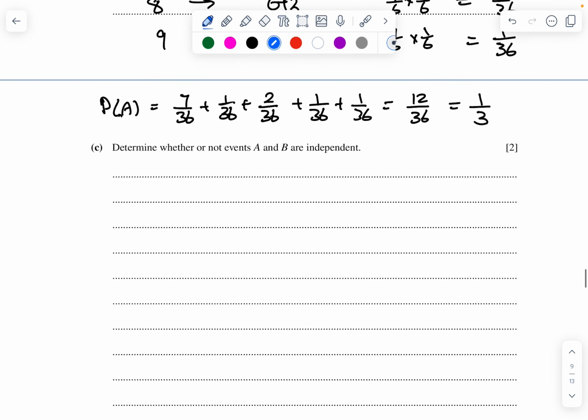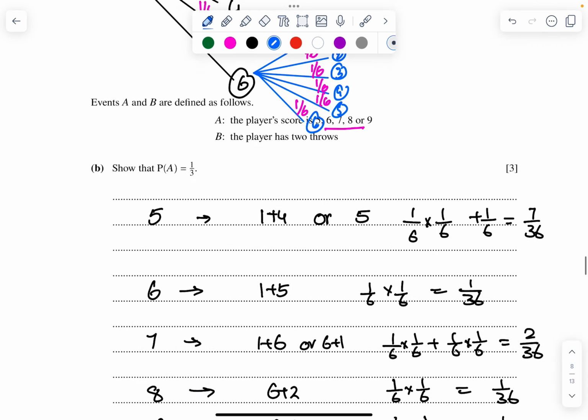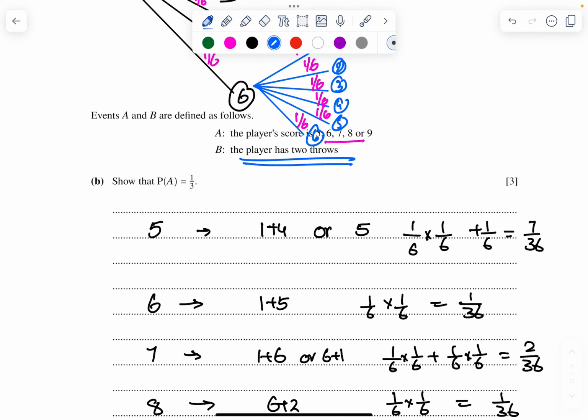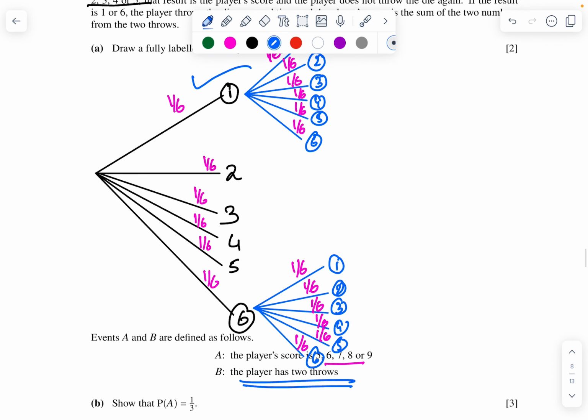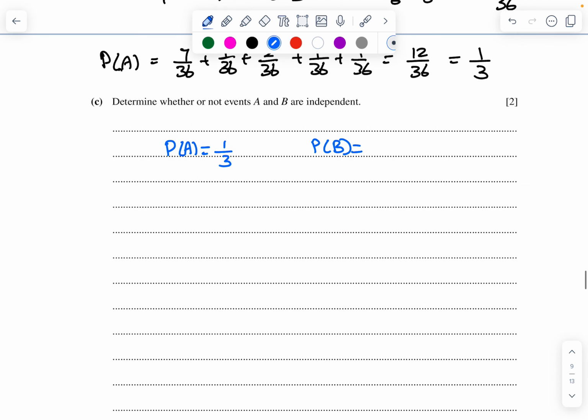Determine whether the events A and B are independent or not. Probability of A, just now we got 1 upon 3. We need to get the probability of B. What is B talking about? The player has 2 throws. When can he have 2 throws? Either on 1 or 6, which is 2 upon 6, which is 1 upon 3.